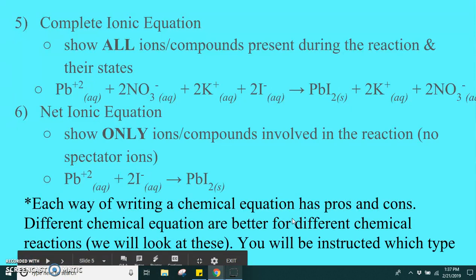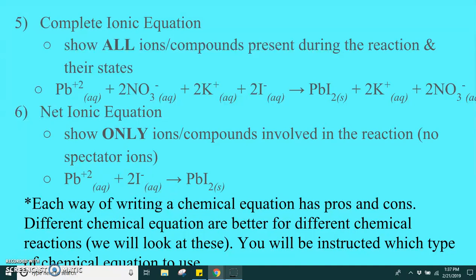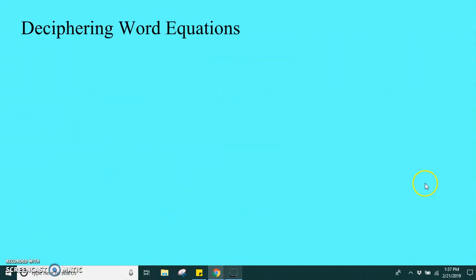But when we do net ionic equations in a few more days, we will go through and learn how to do this. So each way of writing a chemical equation has pros and cons. Different chemical equations are better for different chemical reactions. So if you're doing something that's an ionic equation, a net ionic equation might work. You'll be instructed which type to use, but most of the time it'll be: here's a word equation, write a skeletal equation, and then balance it. So you'll just have the balanced complete equation.